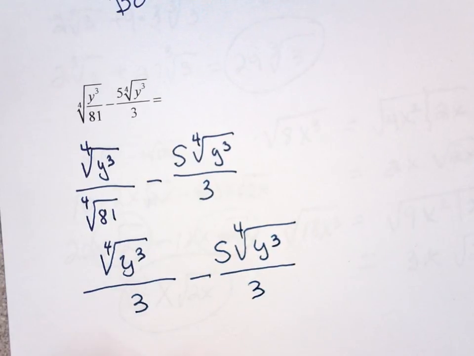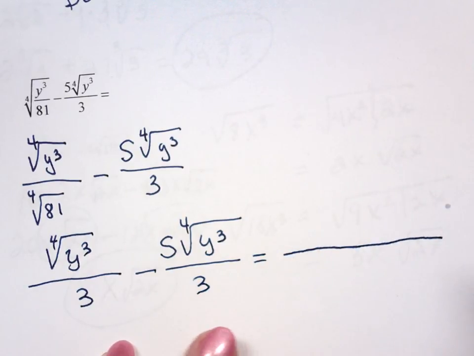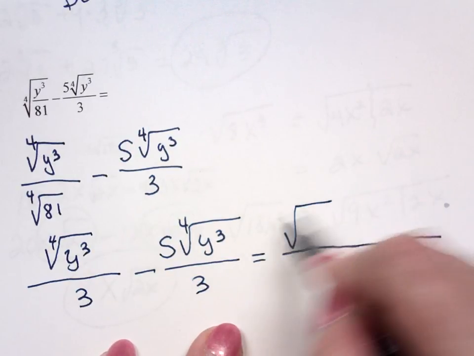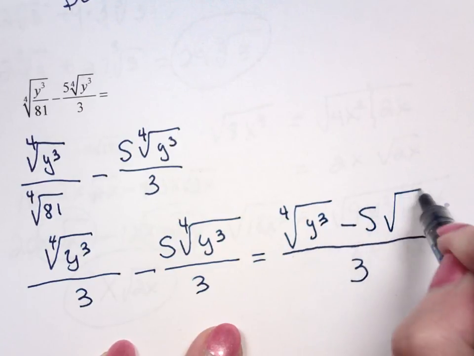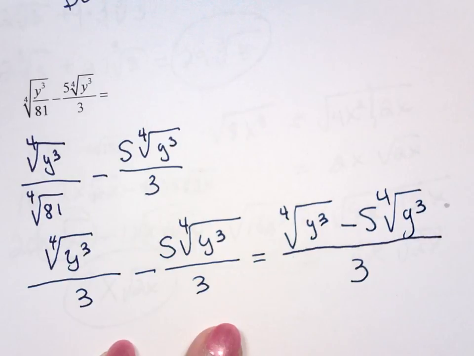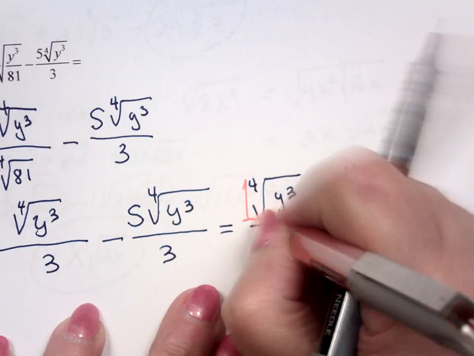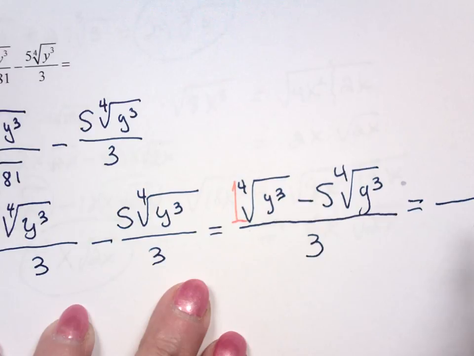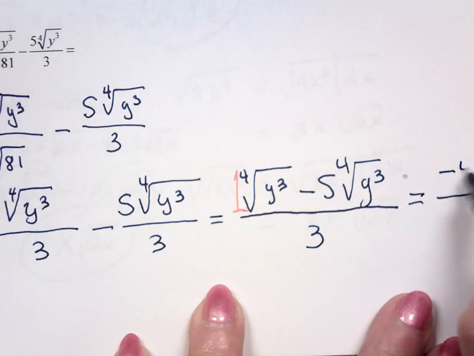Now, if the denominators are the same, what can I do? Subtract the numerators, right? Denominators are the same. I've got a common denominator. So it's the fourth root of y cubed minus 5 fourth roots of y cubed. So it's just 1 minus 1. So this is, how many fourth roots of y cubed do I have as 1? So it's minus 1. So 1 minus 5 is negative 4. Fourth roots of y cubed.